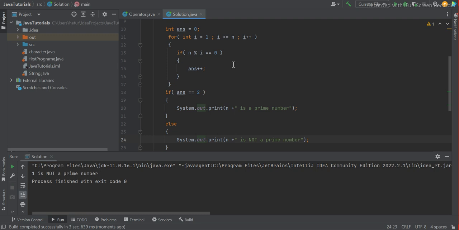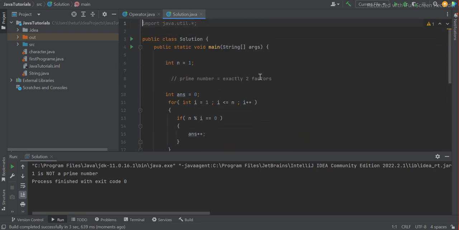Let me run it one more time. All right, 1 is not a prime number. So guys, let me try to check 17. I think 17 is also a prime number. Let's see whether we are getting it correct or not. Right, this is a prime number. So I hope that you are able to understand it.